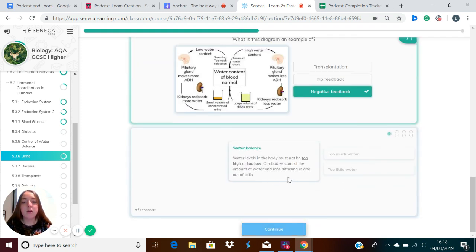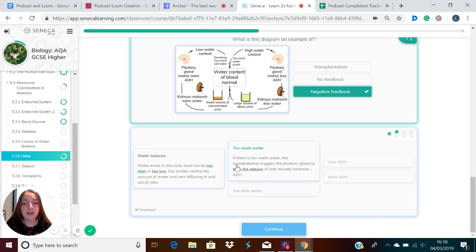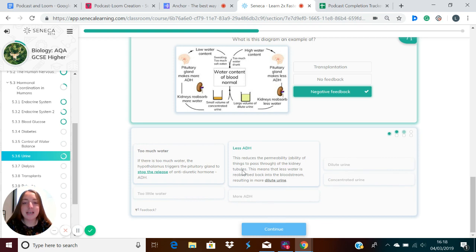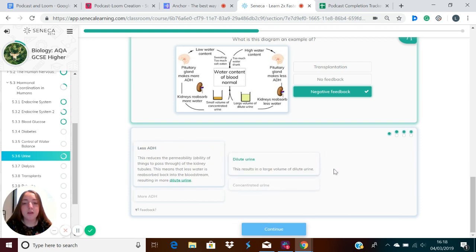Water balance. Water levels in the blood must not be too high or too low. Our bodies control the amount of water and ions diffusing in and out of cells. If we have too much water, the hypothalamus triggers the pituitary gland to stop the release of antidiuretic hormone. Because there's less ADH, this reduces the permeability of the kidney tubules, meaning less water is reabsorbed back into the bloodstream, resulting in more dilute urine. And this will be in a large volume as well.